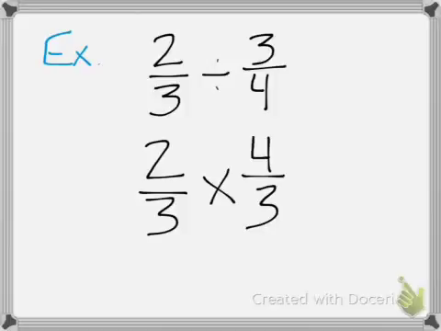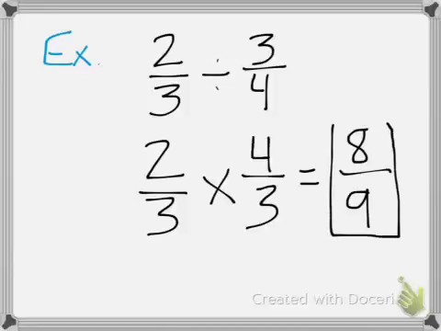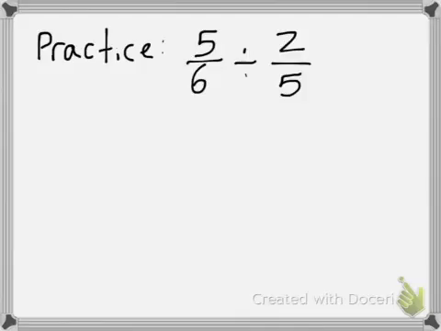Now we've learned how to multiply fractions, so I'm going to multiply straight across. I can't cross cancel. So I'm going to have 8/9, which I look at and I think, can I simplify that? Nothing goes into both 8 and 9. So that is my answer in simplest form, 8/9. So go ahead and try this problem: 5/6 divided by 2/5.